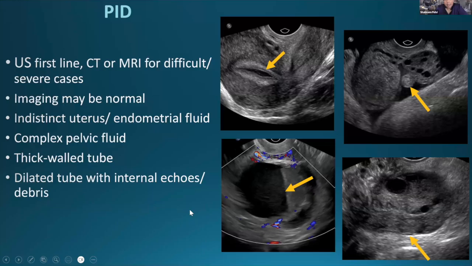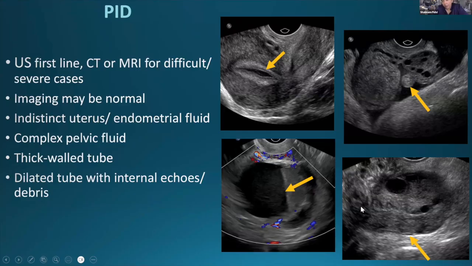Sometimes you can see an indistinct uterus or endometrial fluid, like in the example here. You can also see complex pelvic free fluid, like shown in this example here. You can see a thick wall fallopian tube, and then finally you can see a dilated tube containing internal echoes or debris. So on this grayscale ultrasound image, here's the ovary.